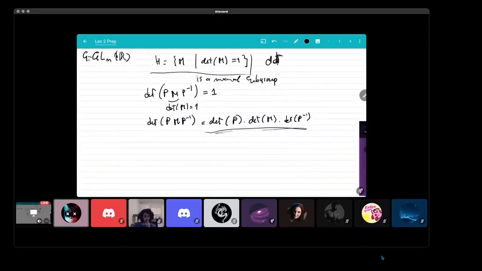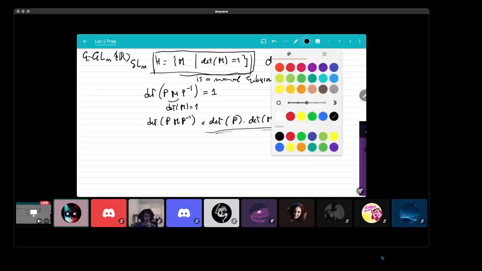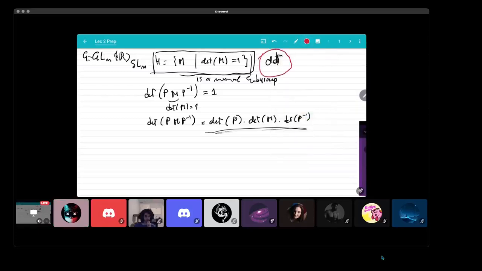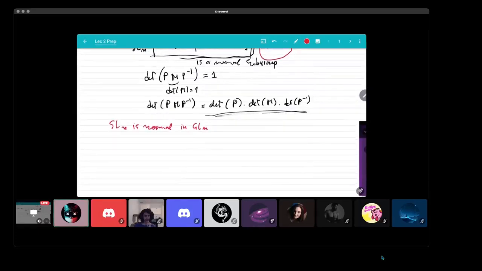But this is an example of a normal subgroup, since this subgroup, also called the special linear group, or SLN, is the kernel of a certain morphism, which is the determinant. But unless I'm horribly wrong, it is not an abelian subgroup.